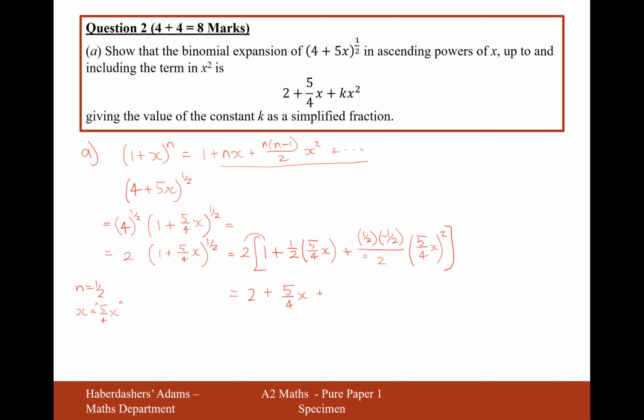And now we need to be careful on the last one. It's going to be negative because we've got a half times minus a half. So it's going to be a half times minus a half divided by 2. That's already minus 1/8, times by (5 over 4) squared. So that's going to be 25 over 64 x squared, and that's it as a simplified fraction. K is equal to 25 over 64. Whoops, it needs a minus sign in front of it as well. So there we are, that's the answer to part A.